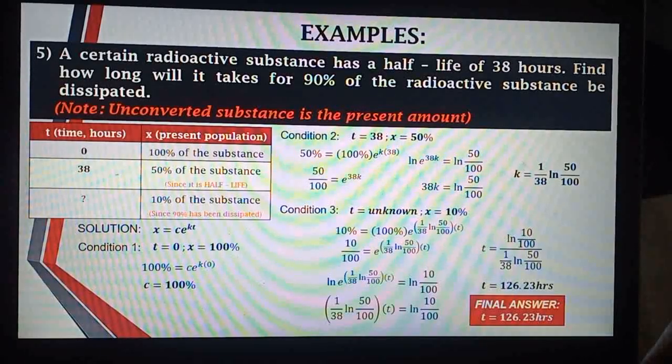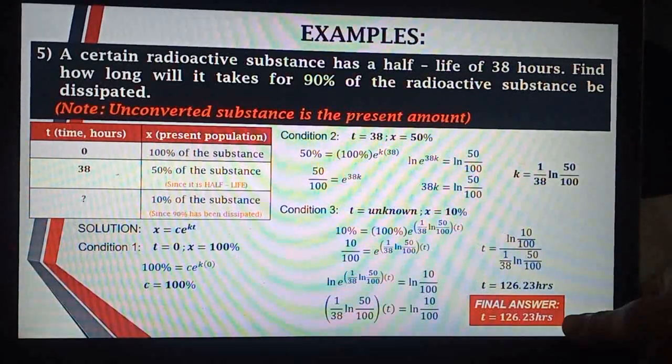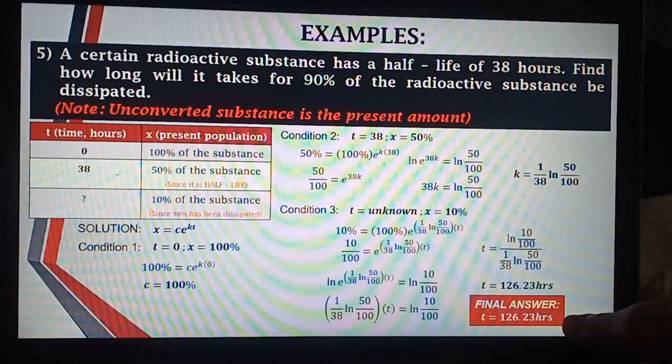So for the final answer of this problem, wherein 10% of the substance is the unconverted amount, or 90% has been dissipated, that is after 126.23 hours.